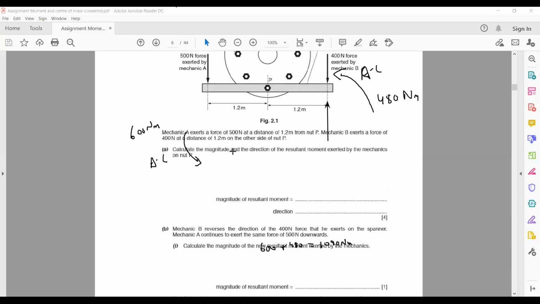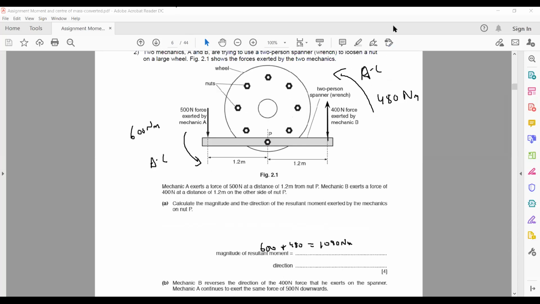Then calculate the magnitude of the resultant force. What is the magnitude of the new resultant force? 400 is up, 500 is down. This 400 is acting up, and 500 is acting down. What is the resultant force? So the resultant force is 500 minus 400, which equals 100 downward.